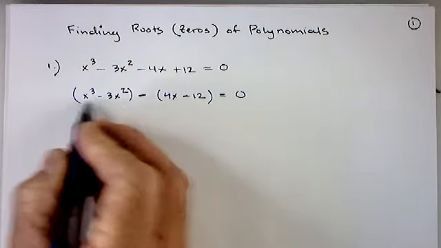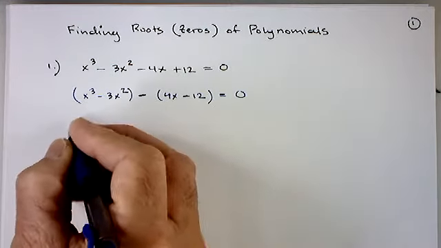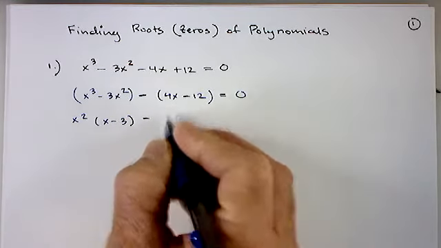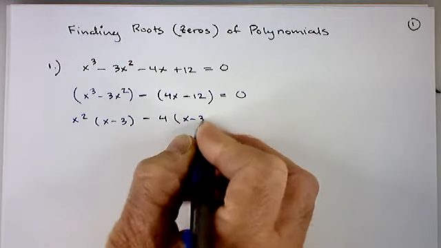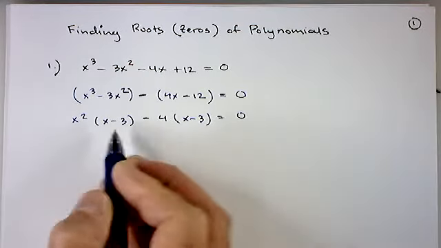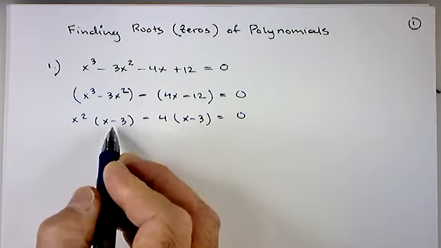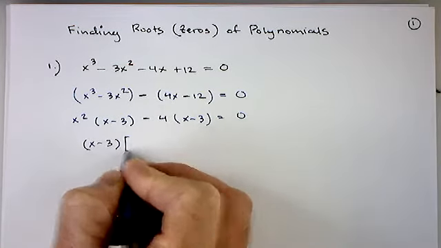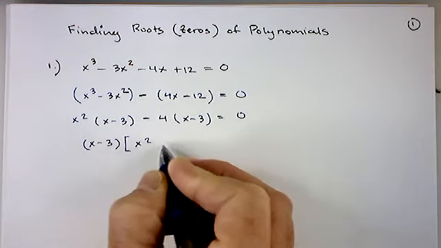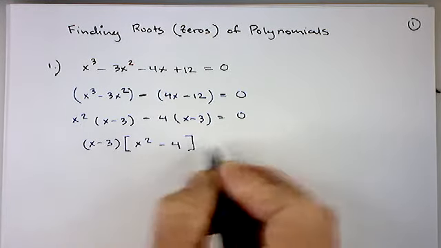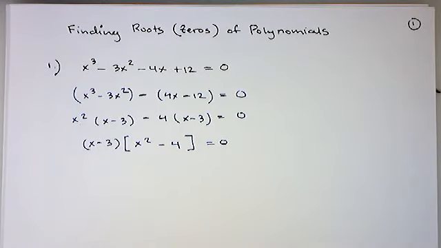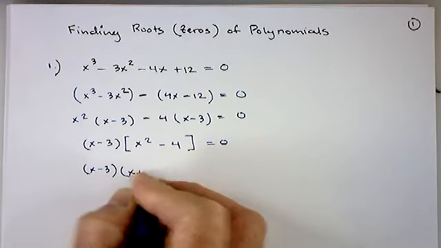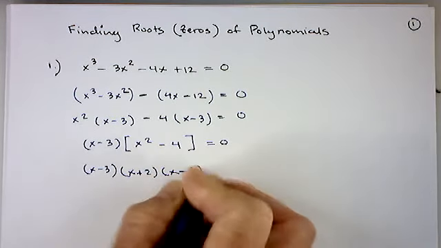And in the first set of parentheses, I can take out an x squared. That leaves me with x minus 3. In the second set, I can take out a 4, which also leaves me with x minus 3. And then I see between these 2 terms, I have a common factor of x minus 3. So I can factor out x minus 3, leaving me with x squared minus 4. I'm just using brackets because I have a lot of parentheses already, which happens to factor again. That's a difference of squares, x plus 2, x minus 2.